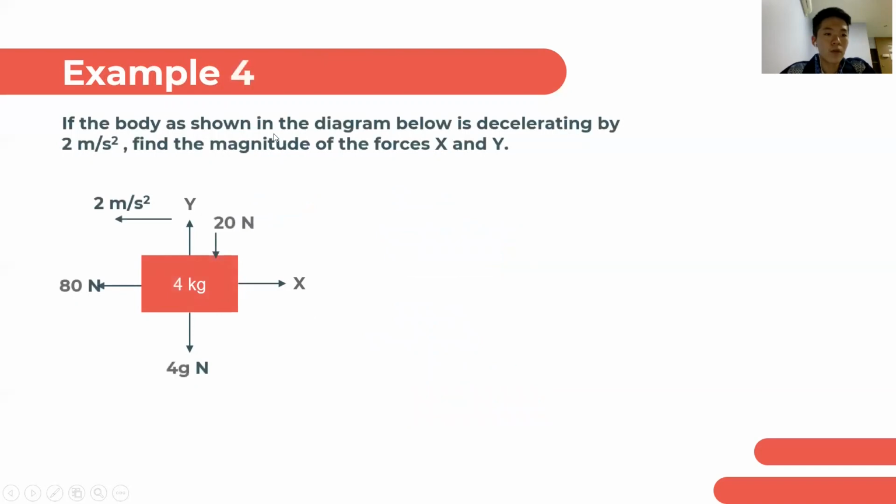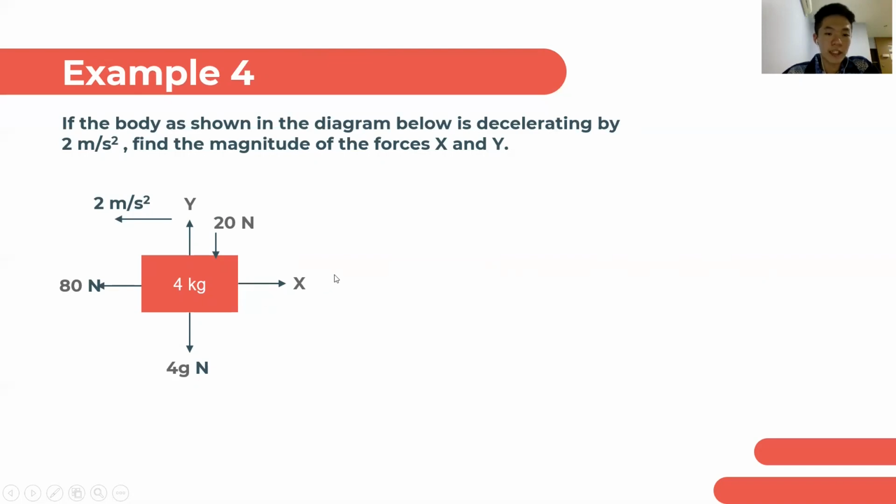For example number 4, if the body as shown in the diagram below is decelerating by 2 meters per second squared, find the magnitude of the forces x and y. It is somehow similar to the last question, but instead of acceleration, it is deceleration. For the x-axis, we have to use the second law of motion because it has a deceleration. And in the y-axis, it doesn't move, so we follow the first law of motion or law of inertia.